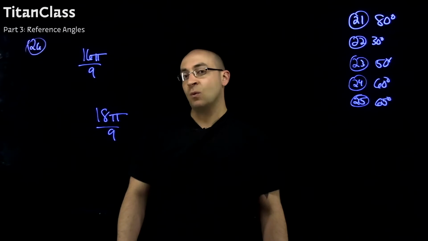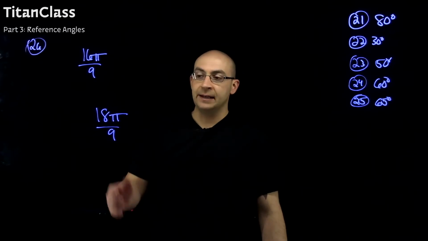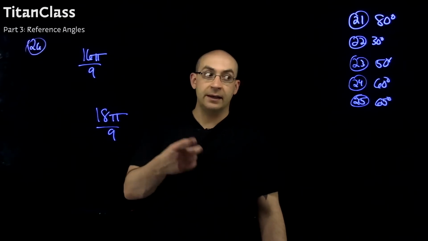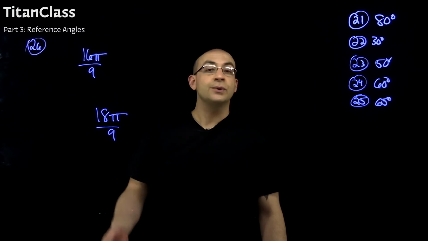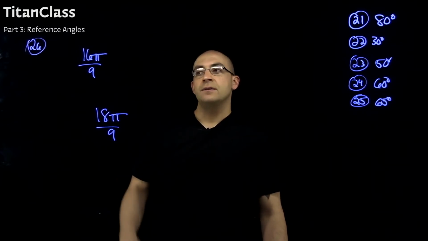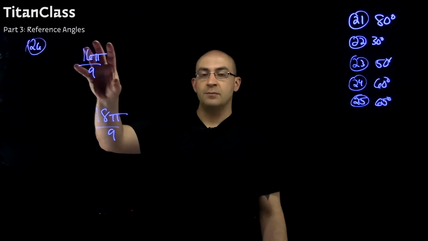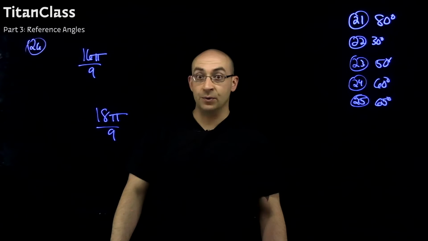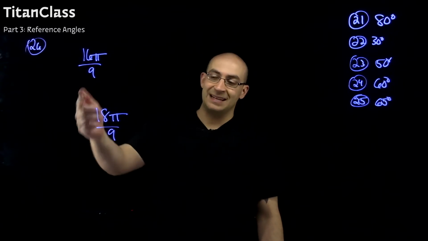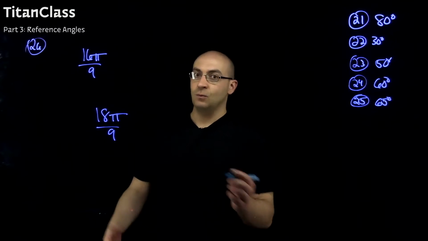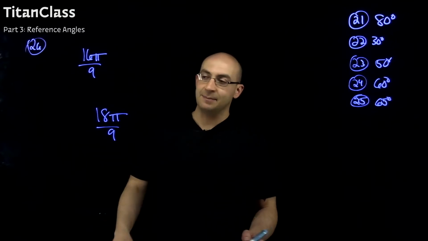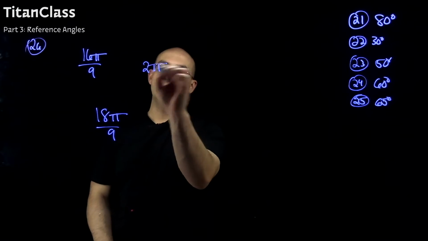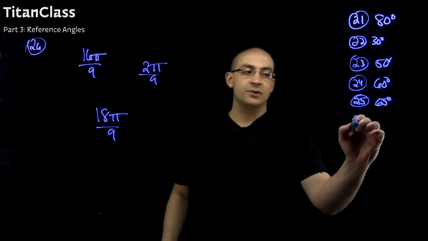Now, the reason why this is going to work is because I need it in terms of either 2 pi or 1 pi. Again, 180 degrees or 360 degrees. So this is almost one full revolution. Because of that, there's only a little sliver left of the unit circle that I need to make up. So the reference angle here is going to be the difference between 16 pi and 18 pi. So what plus 16 pi over 9 gives me 18 pi over 9? And the answer is 2 pi over 9. Okay, that is actually my answer for number 26.